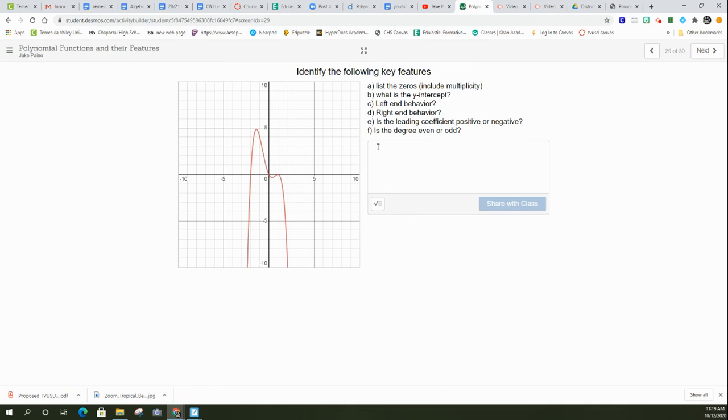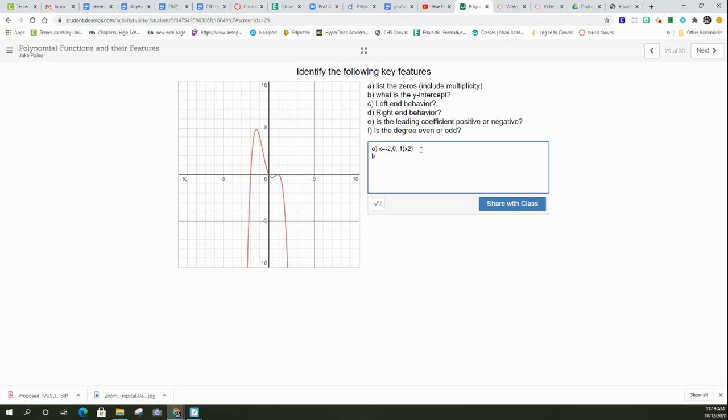All right, list the zeros, include multiplicities, okay? So I've got a 0 at x equals -2, at 0, and 1, but 1 has a multiplicity of 2. I just put next to it times 2 for the multiplicity. You could write out the words multiplicity of 2 or just, right, because it bounces, so I know that it happens twice there. Okay, what is the y-intercept?